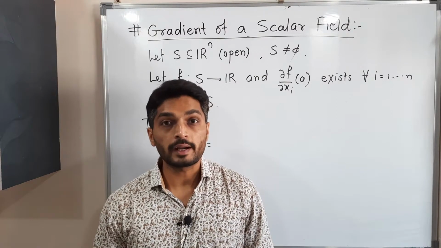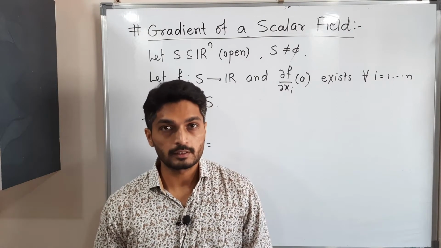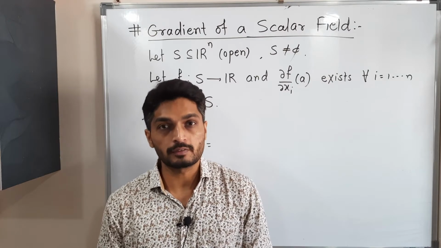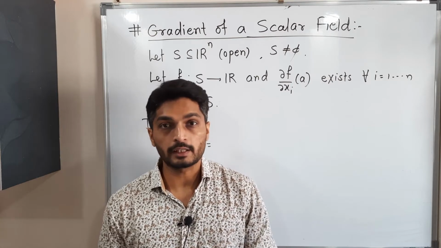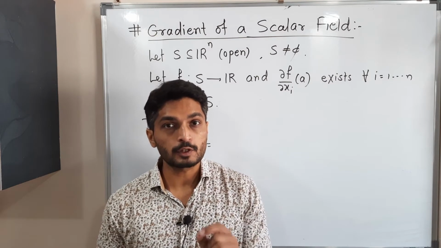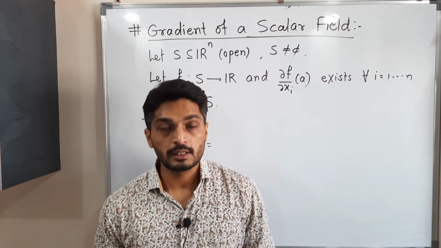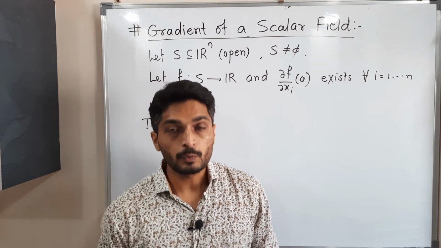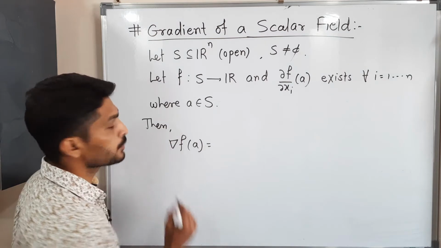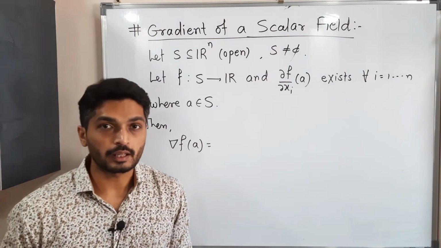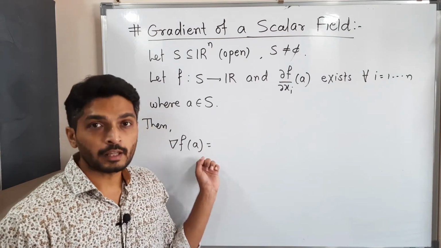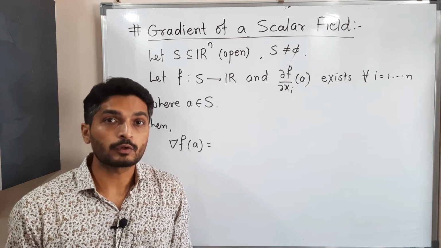Let us see how to find gradient of a scalar field. Suppose f is a function which is defined on a subset of Rn. That means f is a function of n number of variables. See how to find gradient of f. We denote it in this way, del f of a. So at point a we are going to find gradient of f.